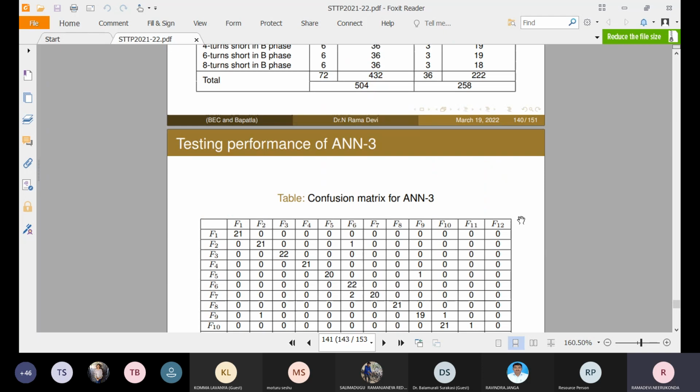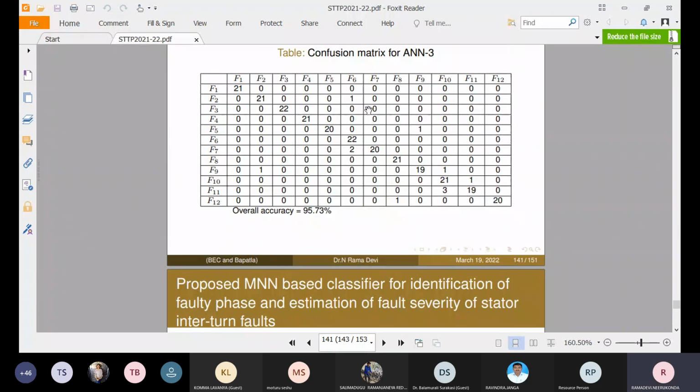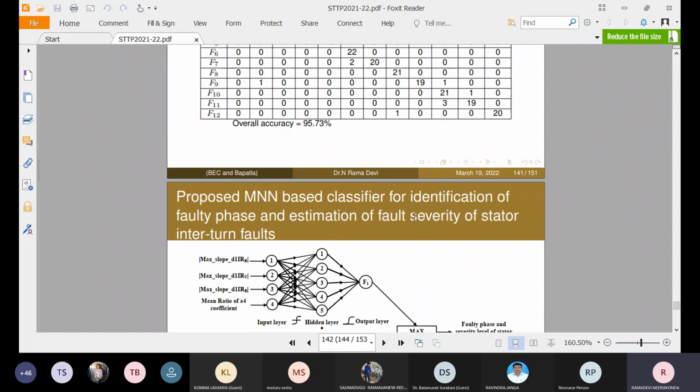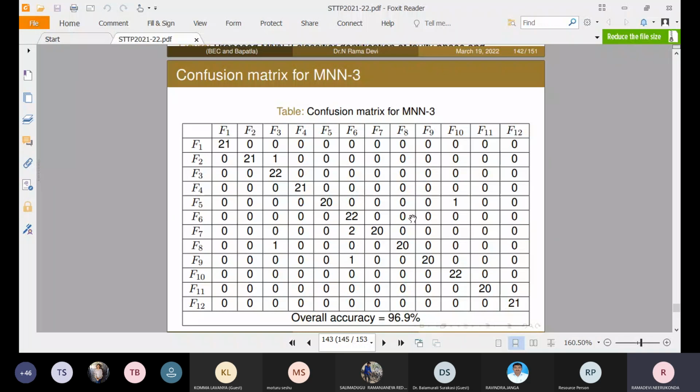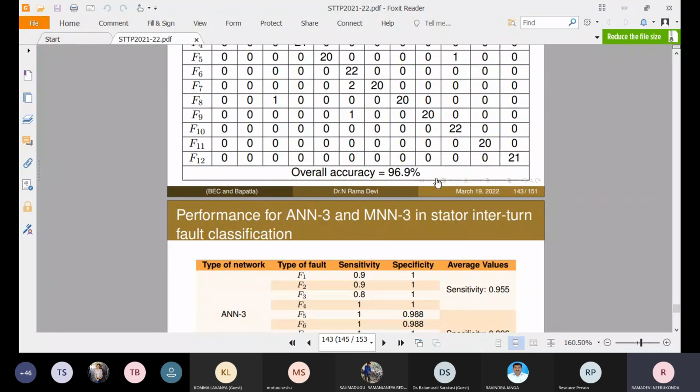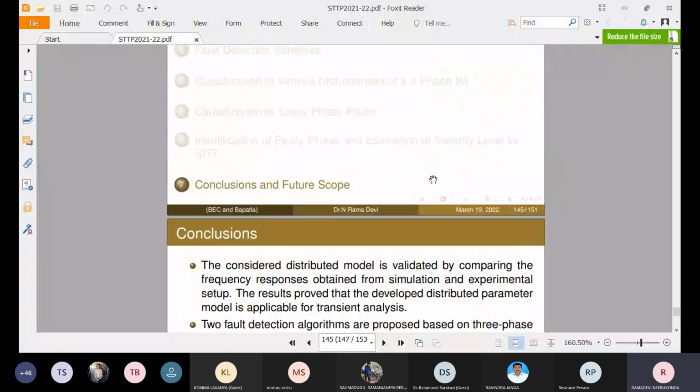The confusion matrix given for ANN3 shows an efficiency of 95.73, and the modular network's overall efficiency is 96.5. So the efficiency of the MNN is better than the ANN even for the third classifier.